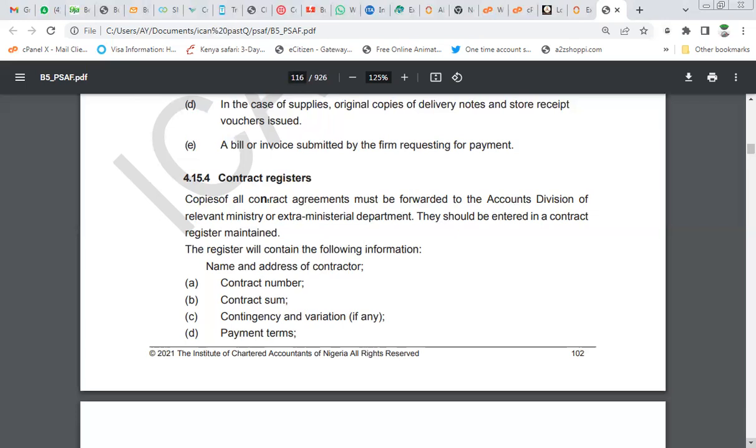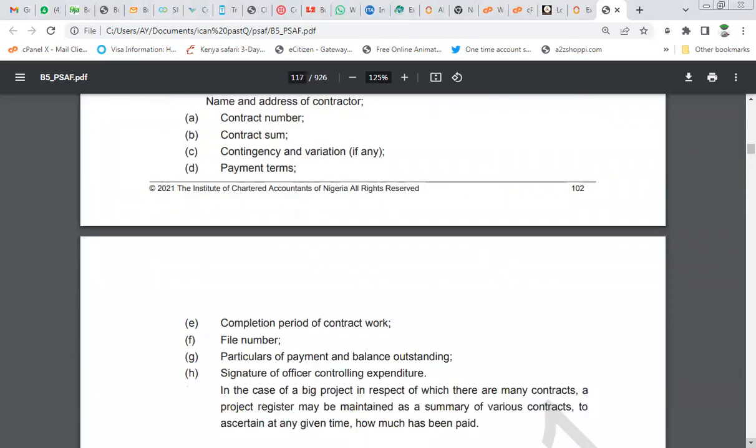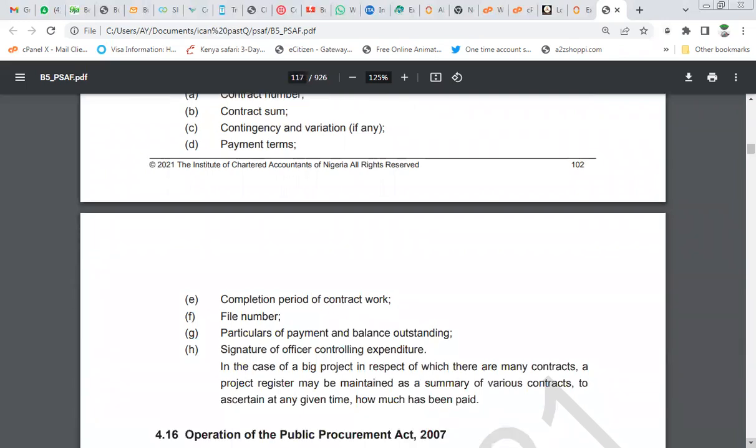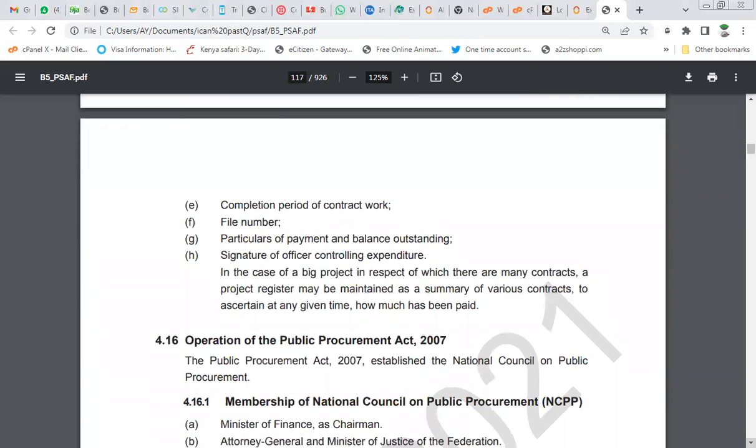The register will contain the following information: contract number, contract sum, contingency and variation clauses, if any, payment terms, completion period of contract work, file number, particulars of payment and balance outstanding, signature of the officer controlling expenditure. So you can read them all up.